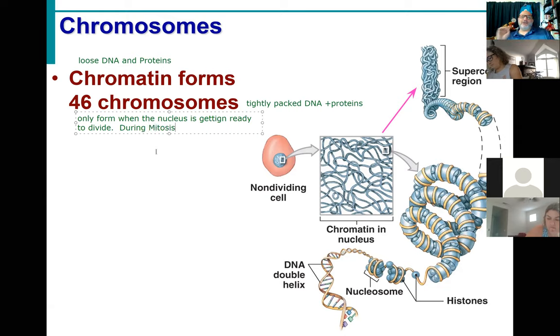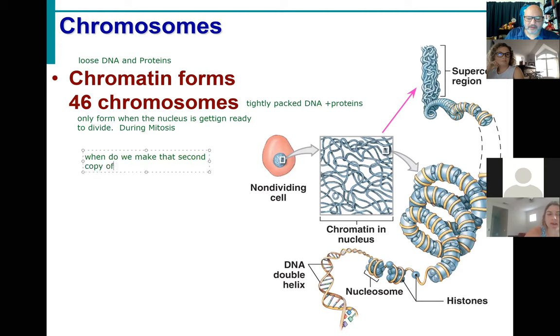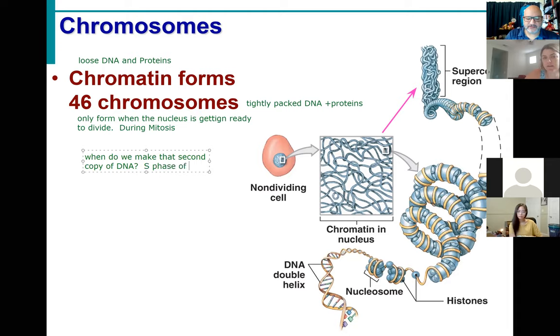However, we know something about our DNA that has to occur before mitosis. Remember, if one cell is going to divide to become two cells, we need two copies of the genetic material. And remind me again, when do we make that second copy of the DNA? S phase. S phase, right. Excellent. S phase of interphase.